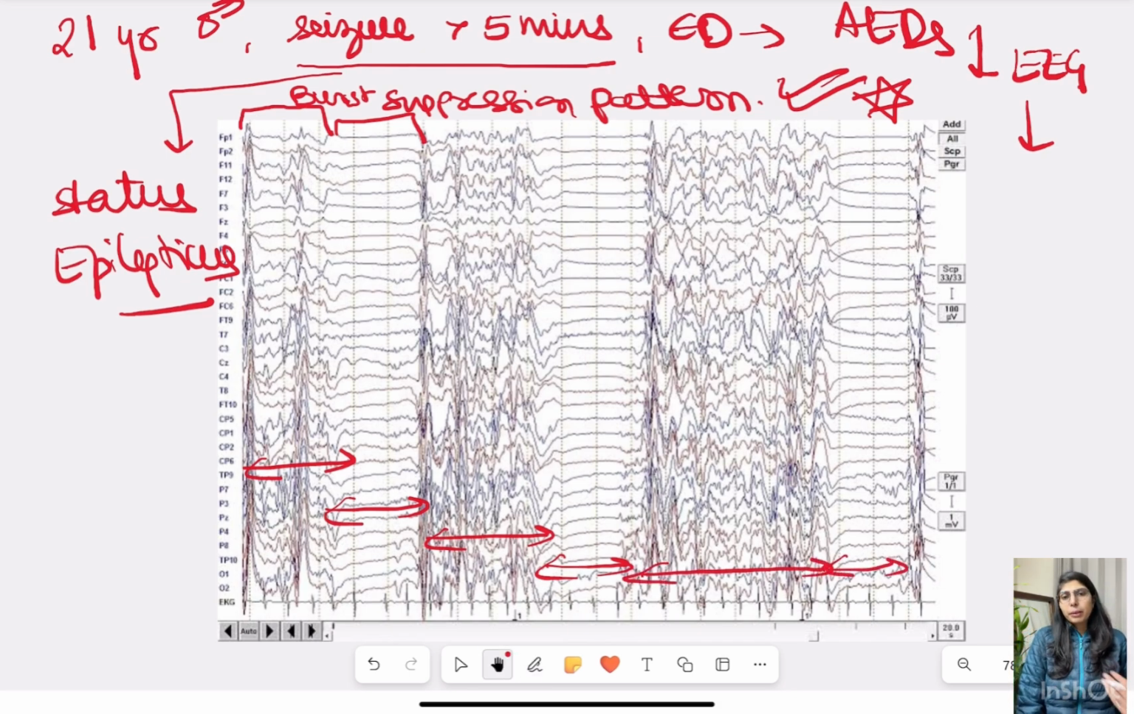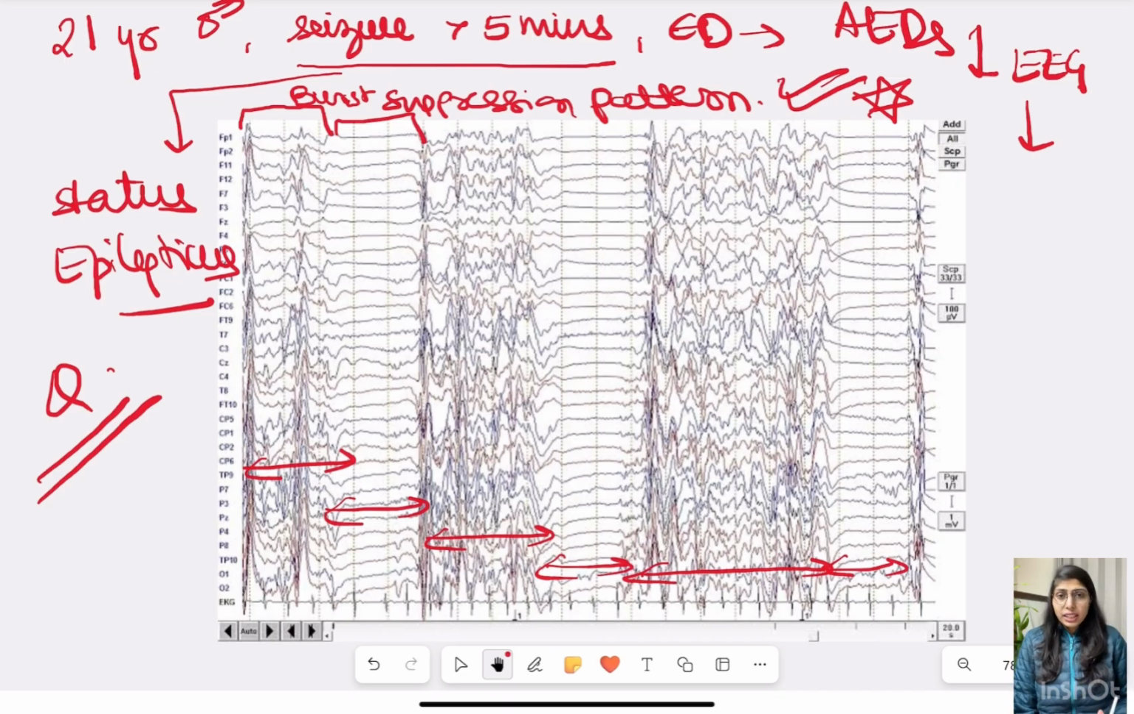In the burst you have epileptiform discharges. In the suppression you don't have any discharges. The baseline has a very low frequency but no large amplitude waveforms. So burst suppression pattern is seen in status epilepticus. Please try to remember this.